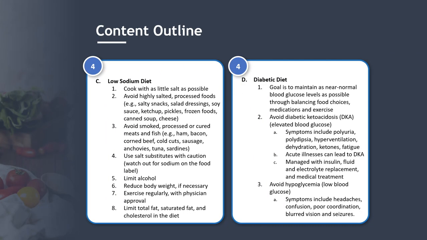The low sodium diet. Cook with as little salt as possible. Avoid highly salted processed foods, such as salty snacks, salad dressings, soy sauce, ketchup, pickles, frozen foods, canned soup, and cheese. Avoid smoked, processed, or cured meats and fish, such as ham, bacon, corned beef, cold cuts, sausage, anchovies, tuna, and sardines. Use salt substitutes with caution.